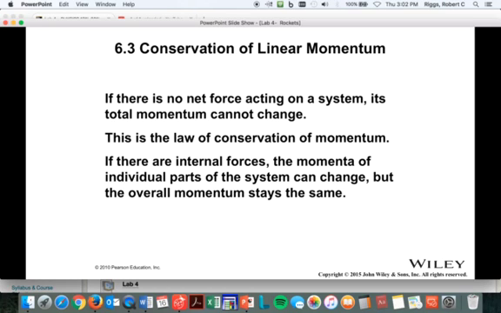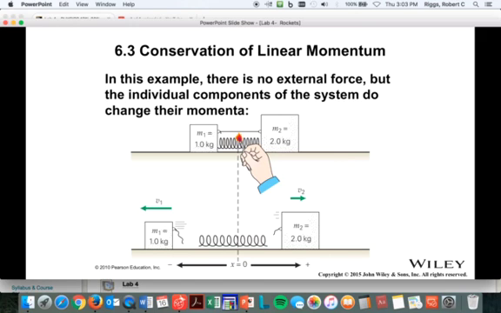If there's no net force acting on a system, its total momentum cannot change. In other words, if all the forces add up to 0 before something happens, then there's a collision, and then the collision's over, it doesn't last very long, then the momentum at the end is the same. So let's take a look. What do we mean? So look at this.